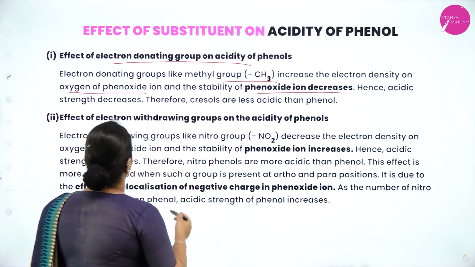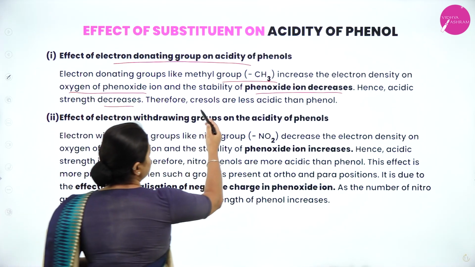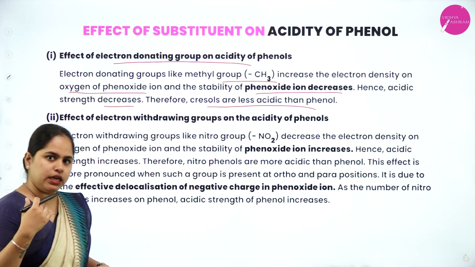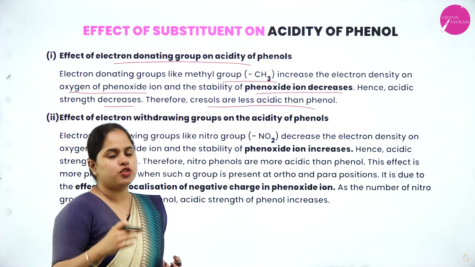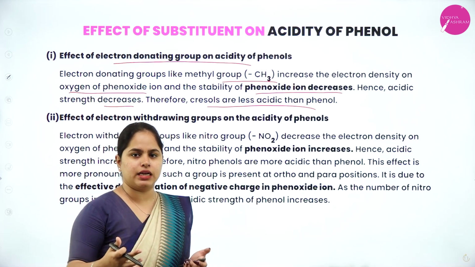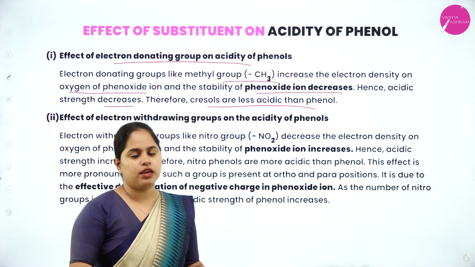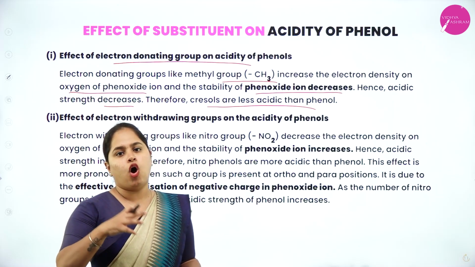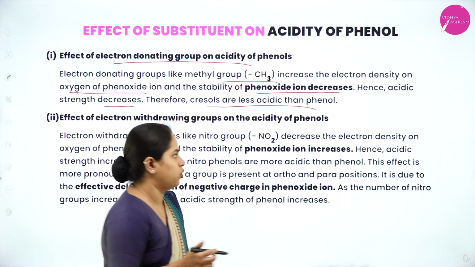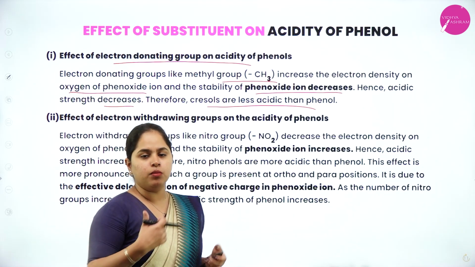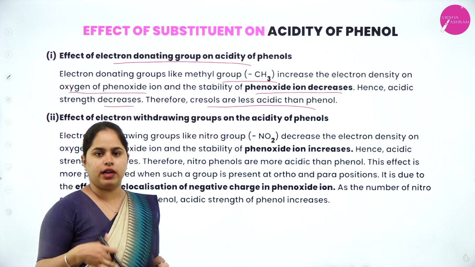Hence acidic strength decreases. Therefore cresols are less acidic than phenol. So even this we have studied in alcohols as well, right? When you have an electron donating group, like an alkyl group which is ready to give its electron, what happens when it is donating its electron? The oxygen atom in the hydroxyl group will be getting more electrons, and it will become more electron rich.